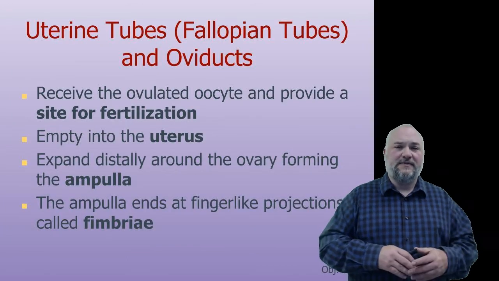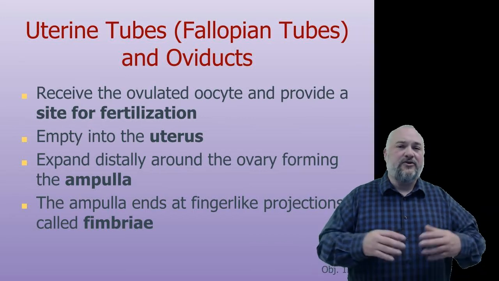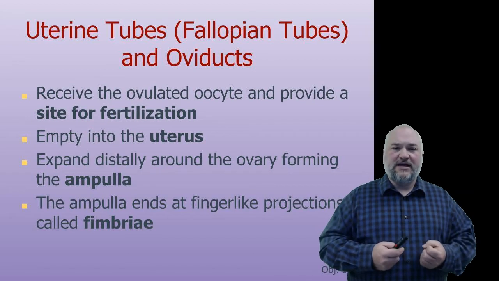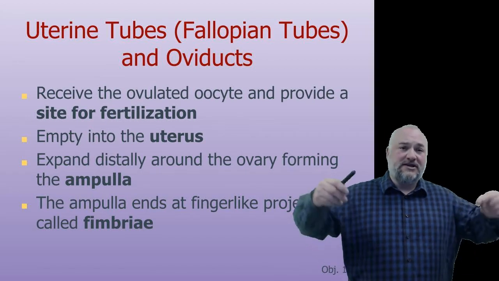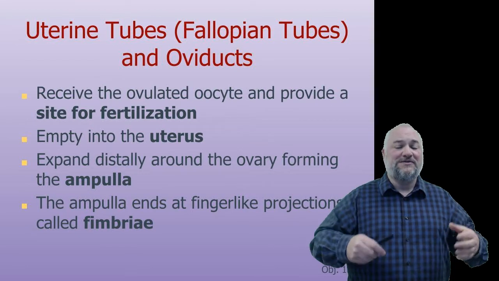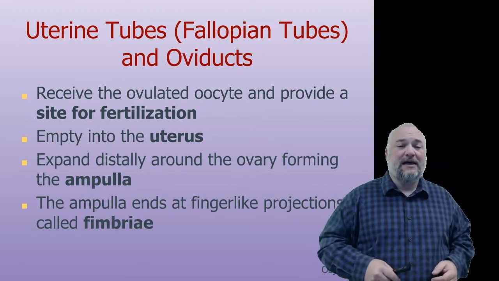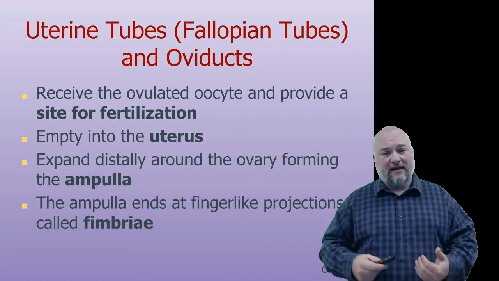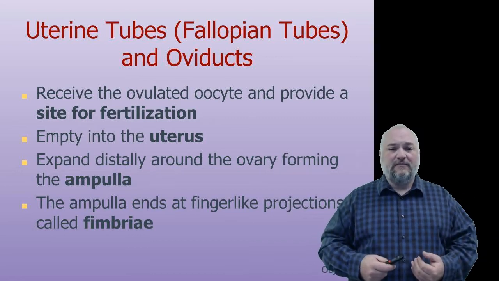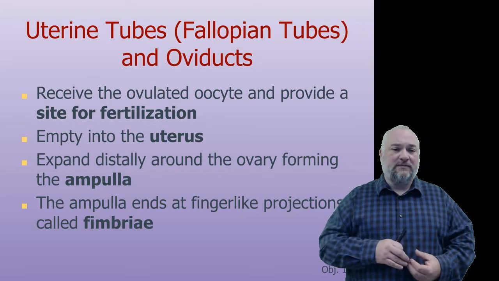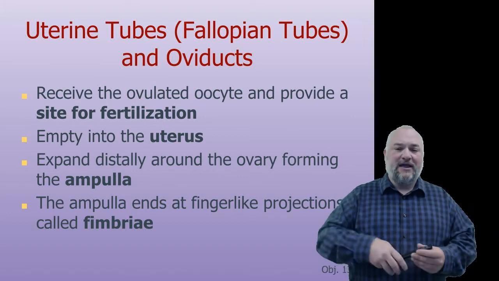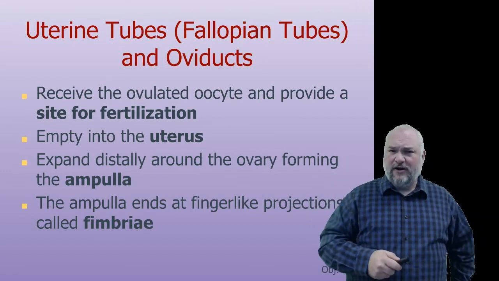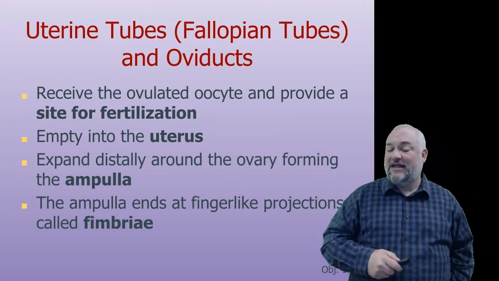All right, so now the egg's been ovulated. It's going into the uterine tubes or the fallopian tubes and the oviducts. So these will receive the ovulated oocyte, and they provide a site for fertilization. Fertilization happens in the uterine tubes, not in the uterus generally. So we'll take a look at that later in the notes. The uterine tubes do empty into the uterus. They expand around the ovary, forming something called the ampulla. And the ampulla has finger-like projections called fimbriae that can move around, which are pretty important for the ovulation portion of the cycle.